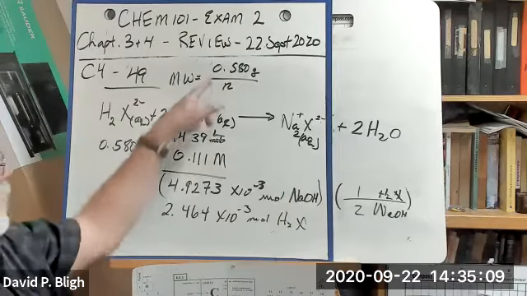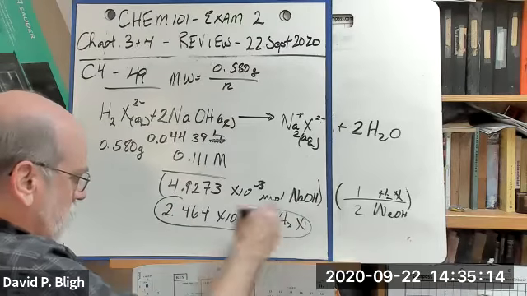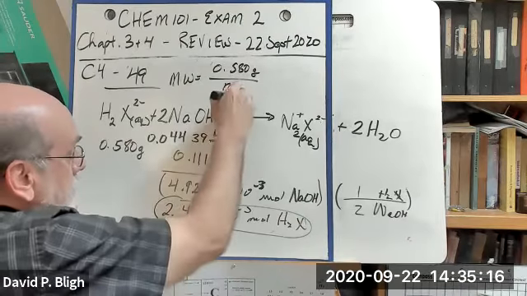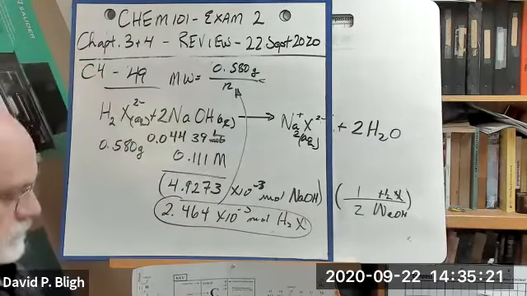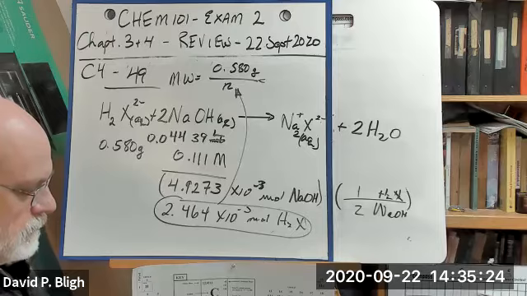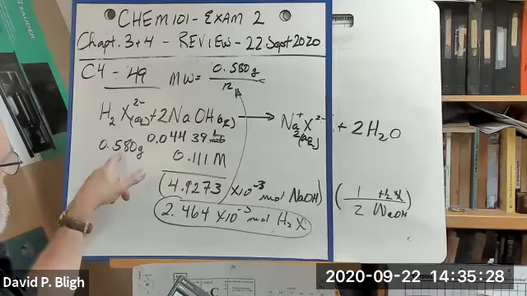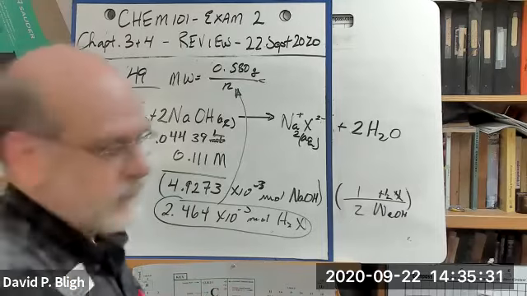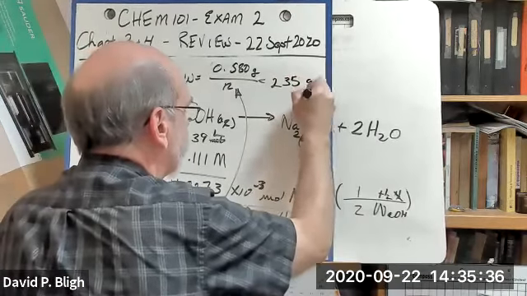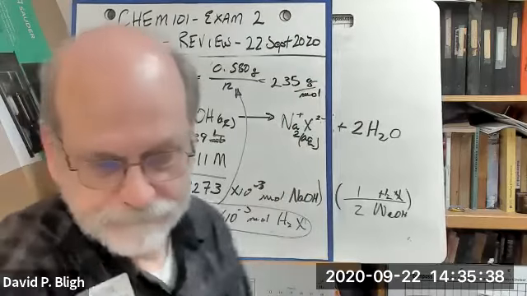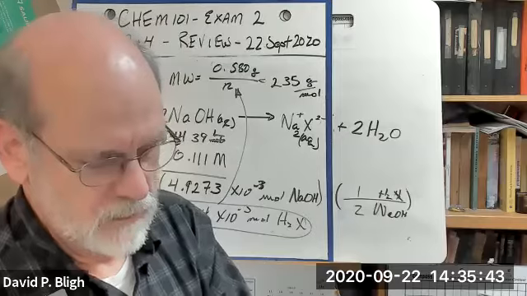Almost there. We got mass, we got moles. So we take this one here, put it in there, divide this into that. And I get 235, let's see, three significant figures, 235. Okay, let's see, 49. That's B.